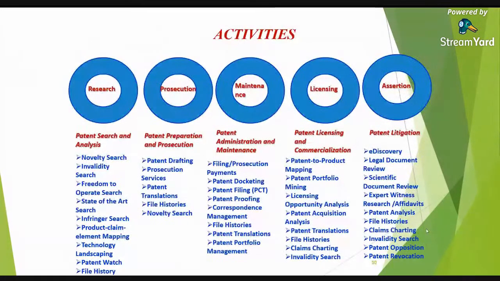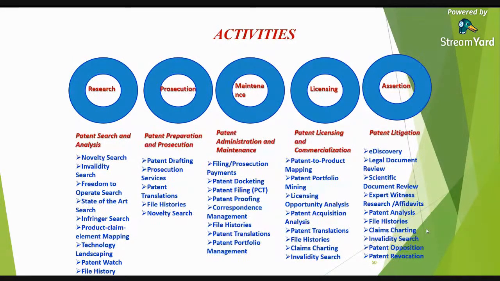So here is a list of activities, like patent search and analysis. Before filing a patent, obviously, how do I know that my invention is novel and non-obvious? For that, I have to get the novelty search. I have to get the freedom to operate search.